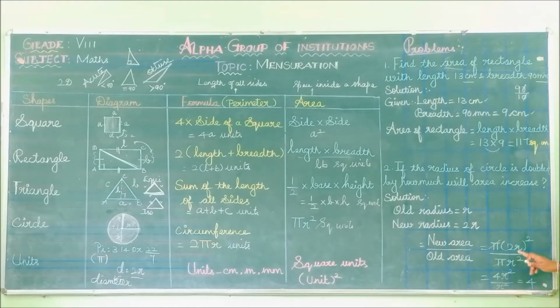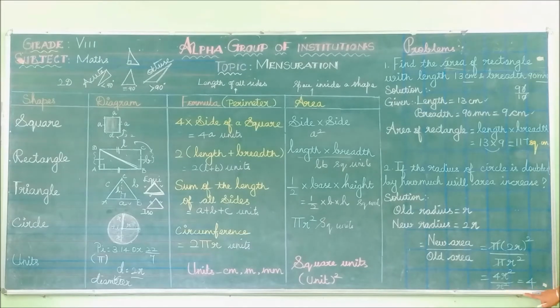After that we have to substitute the values. The square is for both values, so we have to apply it to both values. 2 squared is nothing but 4. r squared is r square. In the denominator also there is an r square. So now we are cancelling both r square.